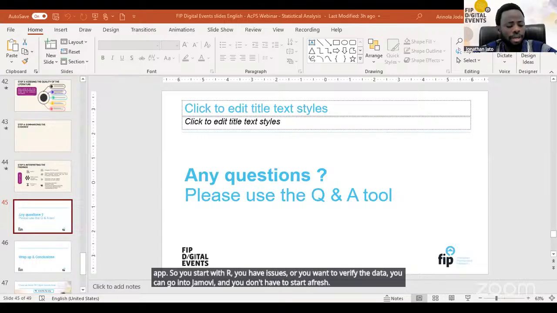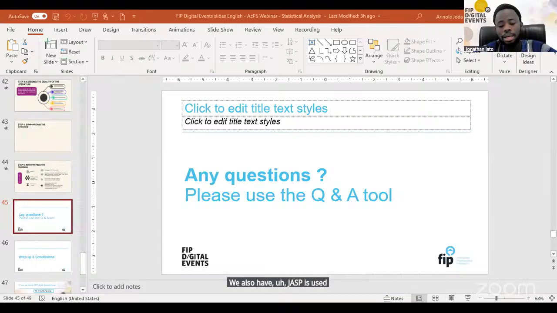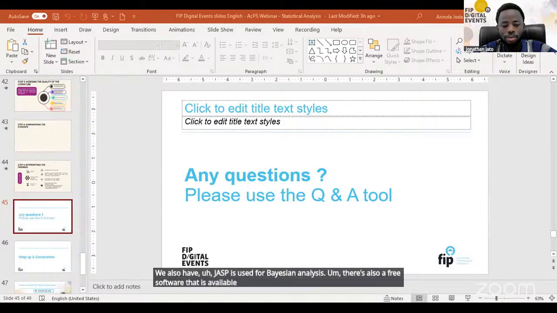We also have JASP. JASP is used for Bayesian analysis. It's also a free software that is available. You can just go online and get it. And just like Jamovi and also R, you have a lot of people using it. So when you have challenges, they are available to assist you.